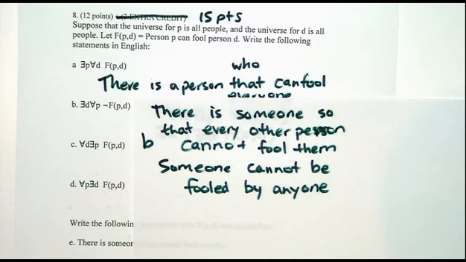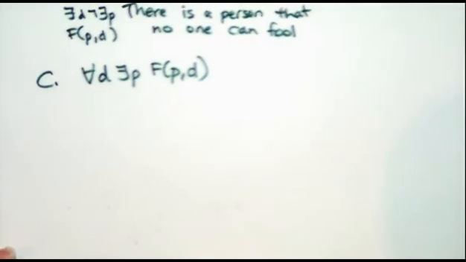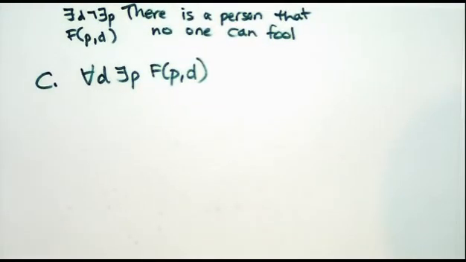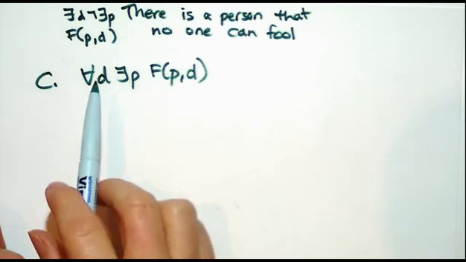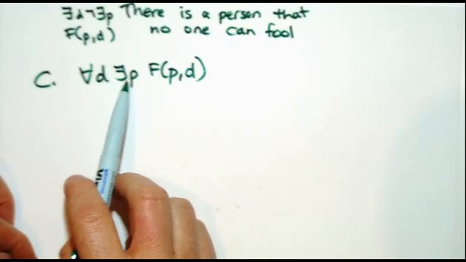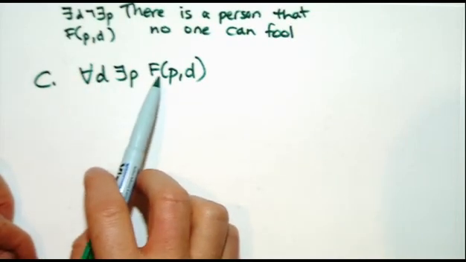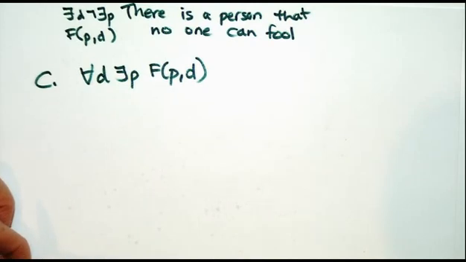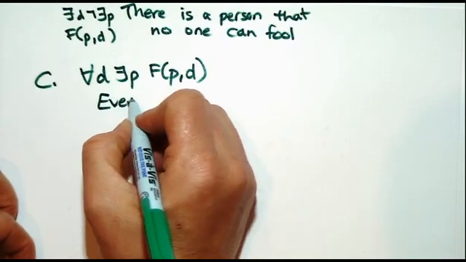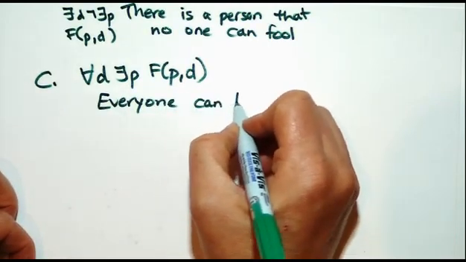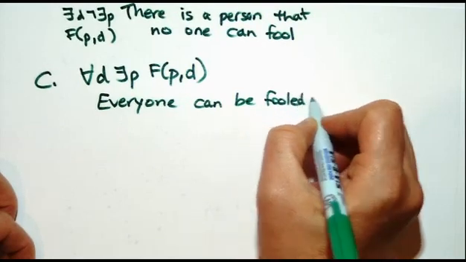Okay, I'm going to copy C down because my pen just doesn't fit in this space. Okay, so this says for all D, there exists P, F of PD. So this person is getting fooled, right? That's doing the fooling. So for each person, I can find someone who can fool them. So how do you say that? Everyone can be fooled by someone.